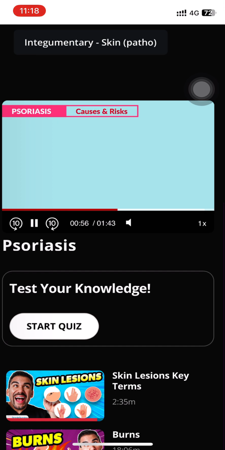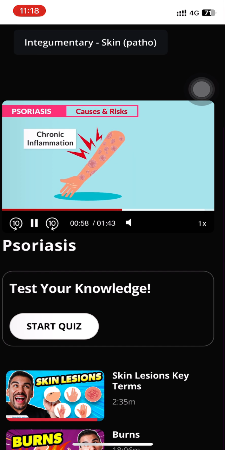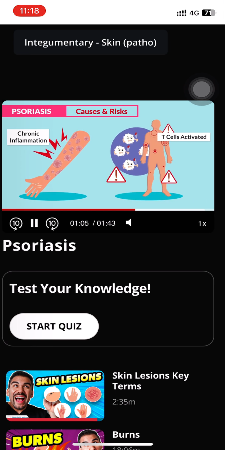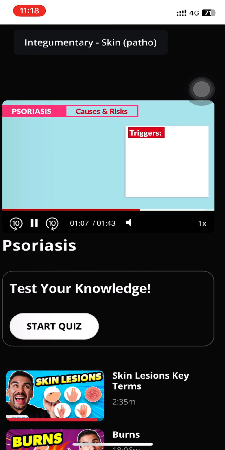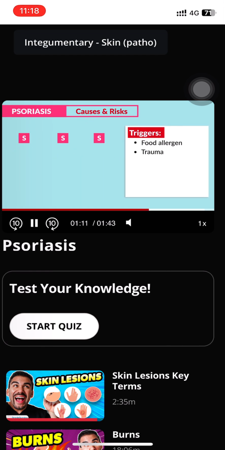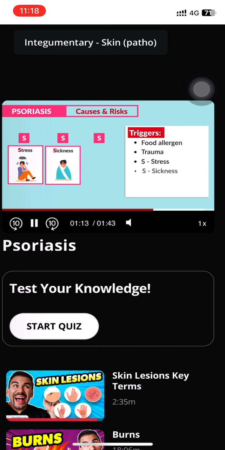Now, in terms of the causes and risk factors, a psoriasis flare-up or exacerbation is typically triggered by an irritant that heightens the body's immune system, making the body attack itself. So triggers include food allergens, trauma, and the three S's. S for stress, sickness, and even sepsis or infection.